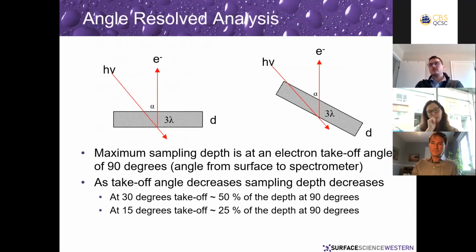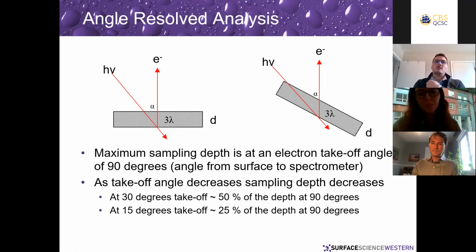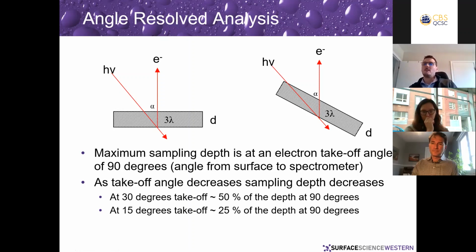If you want to change your depth of analysis, you can change your X-ray source, which we talked about, or you can change the angle of your sample. If you have a 90-degree takeoff angle, which is what you have over here, where the electrons go straight up to your spectrometer, that's the maximum depth that you can get, so there's no loss. But if you angle your sample, you change the amount of material that your electrons have to go through, and so you're effectively reading from a shallower depth. At a 30-degree takeoff angle, you're at about 50% of the depth that you would normally get at 90 degrees. And at a 15-degree takeoff angle, you're at about 25% of the depth of what you would normally be at 90 degrees.